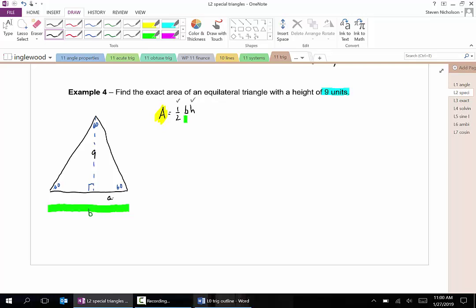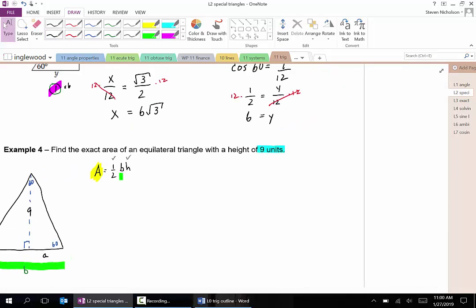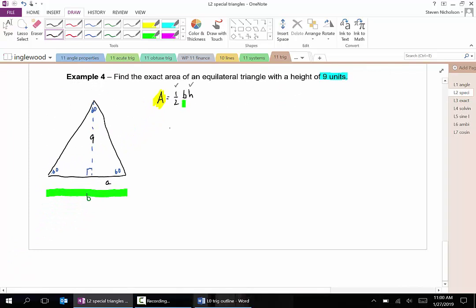So the question would become, well, how can I answer this question exactly? And again, it comes down to realizing that we have a special triangle. So here's what I'm going to do. I'm going to write the picture I want. I don't need the other side. And here's what I know. So we need to figure out what little a is. And again, we have our basic ratio. We have our 1, we have our 2, and we have our root 3.